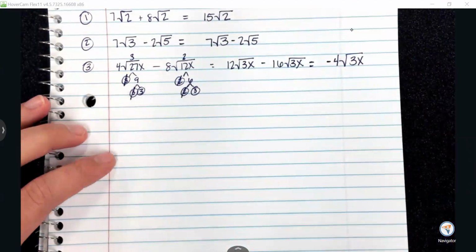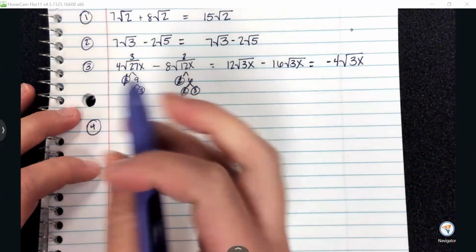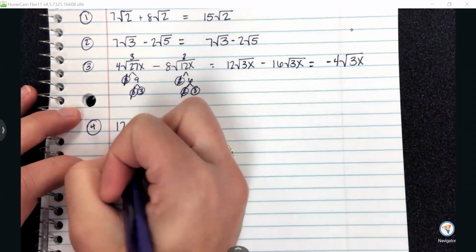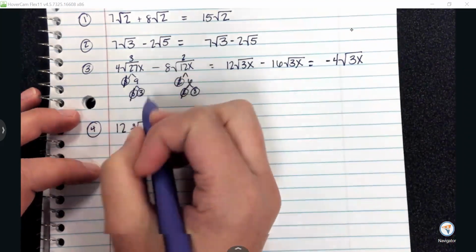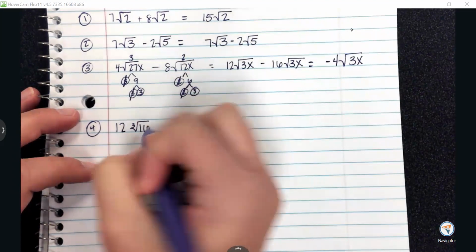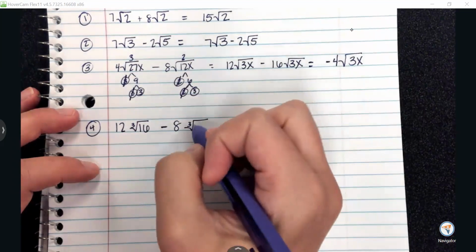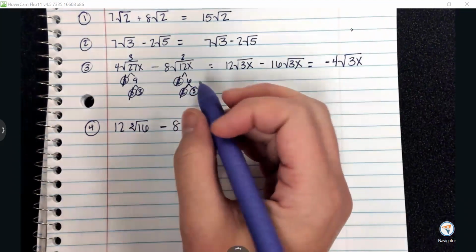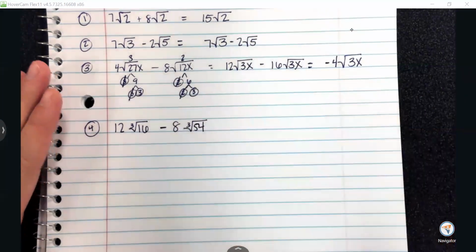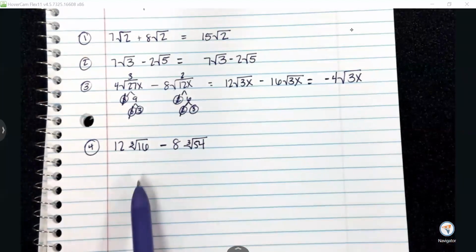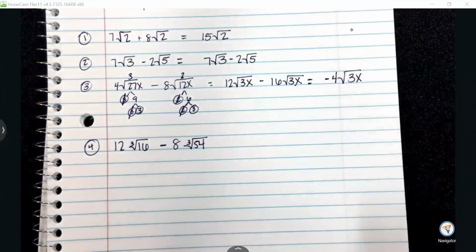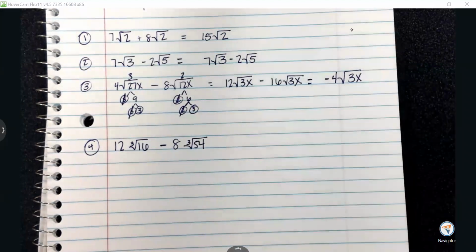All right, 2 more quick examples. Number 4 is going to say 12 cube root of 16 minus 8 cube root of 54. So of course, right now I can't actually subtract them. So break down your 16 and break down your 54 while I take attendance, and then we will see what we have.